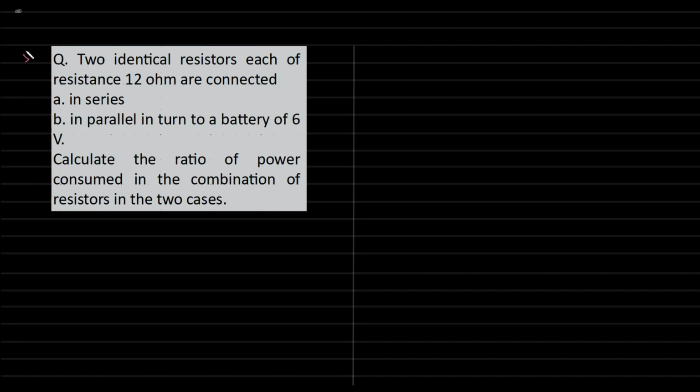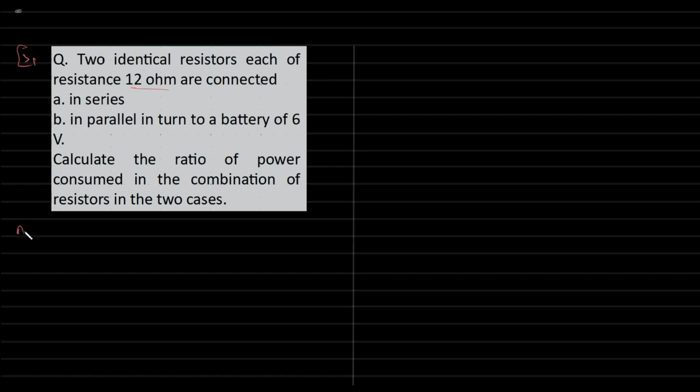Two identical resistors, each of 12 ohm, are connected in series in case A and in parallel in case B, in turn to a battery of 6 volt. Calculate the ratio of power consumed in the combination of the resistors in the two cases.